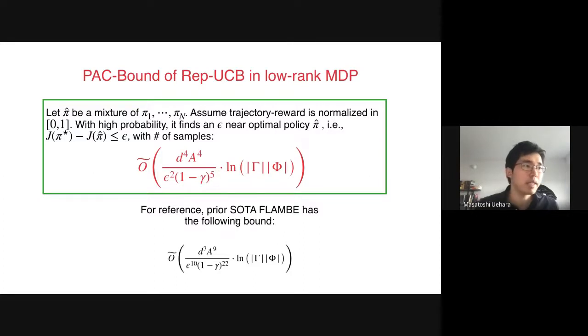Some people might wonder, you assume that the function classes are finite, but the extension to infinite hypothesis classes is relatively easy in the sense that we can use the log covering number with respect to the L infinity norm for Gamma and Phi, and still everything goes through. So we can still consider infinite hypothesis classes either.